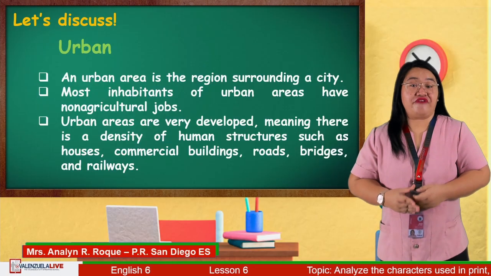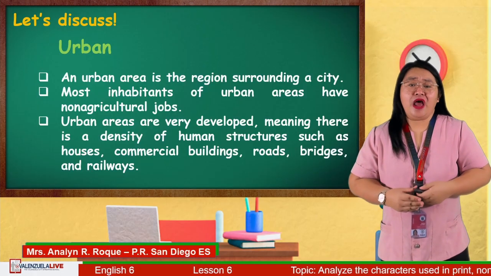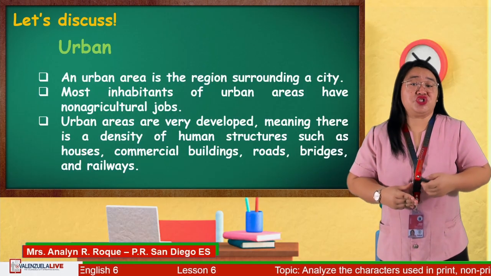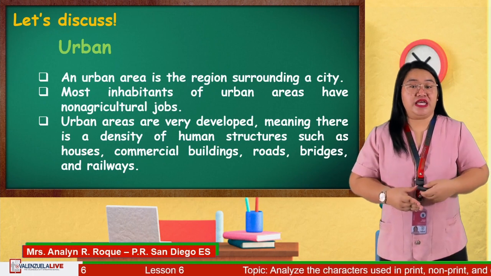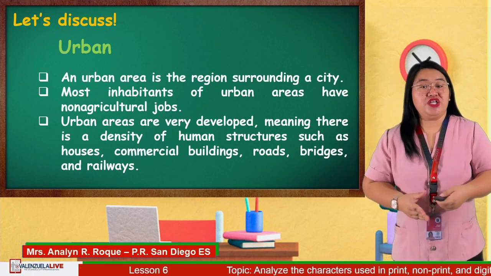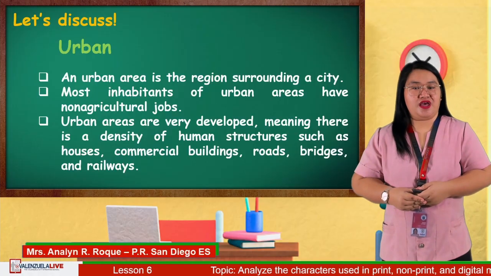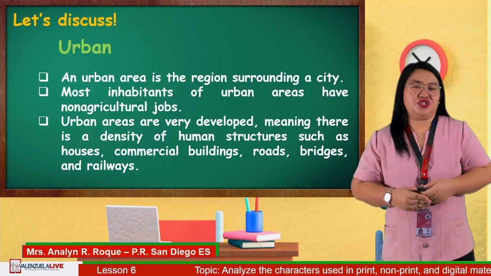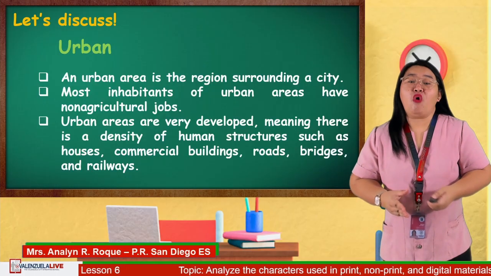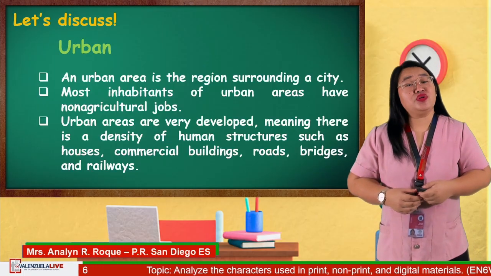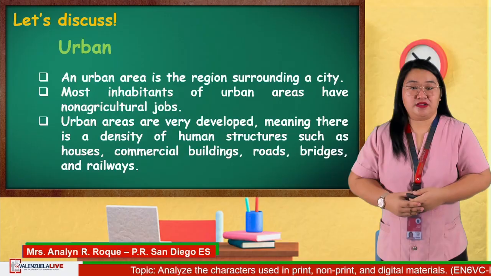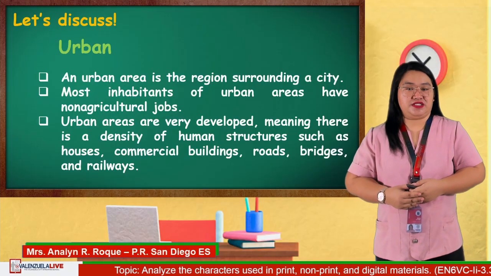Urban areas are very developed, meaning there is a density of human structures such as houses, commercial buildings, roads, bridges, and railways. So those are the things that we should remember in order to analyze the characters and setting used in print, non-print, and digital materials.